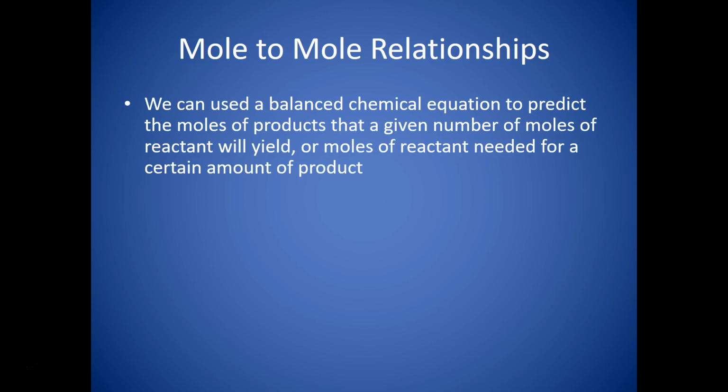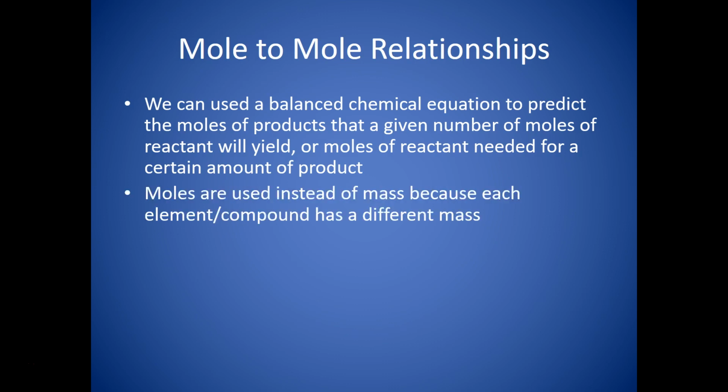So we can use a balanced chemical equation to predict the moles of a product that a given number of moles of a reactant will yield, or moles of a reactant needed to make a certain amount of a product. Moles are used instead of mass because each element and compound has a different mass. So we can't compare their masses directly, but we can compare their number of moles directly.